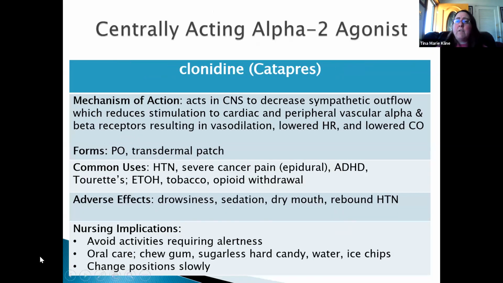Your centrally acting alpha-2 agonist, most common one seen is clonidine. This one basically is going to decrease sympathetic response in the CNS. It will cause vasodilation. It will lower the heart rate. PO dosing, we use this kind of like a PRN. If their systolic pressure is above 60, we typically give the clonidine. It can be given as a transdermal patch for a very slow dosing, and it does work really well. Again, just your typical things, changing position slowly. This isn't one you're going to see routinely used as much as the other ones.